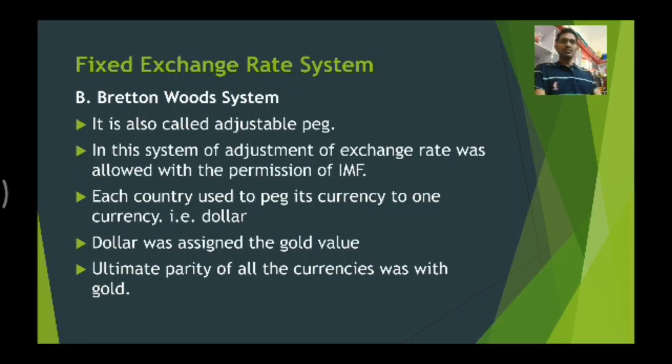So under this system, some flexibility was given. That is, the exchange rate was allowed to be adjusted with the permission of the IMF. This was not so under the gold standard system. So some of the drawbacks of the gold standard system were done away with by this Bretton Woods system. Bretton Woods is actually a place in America.